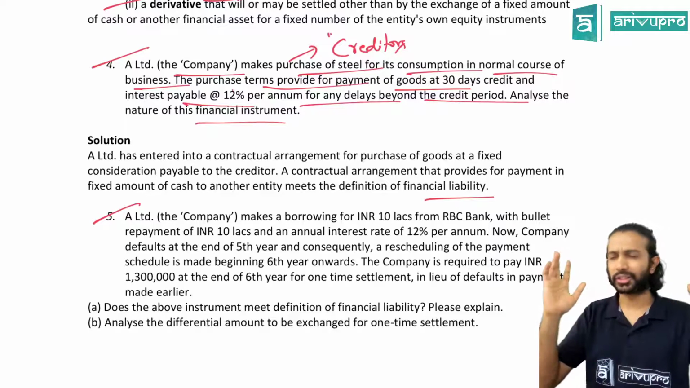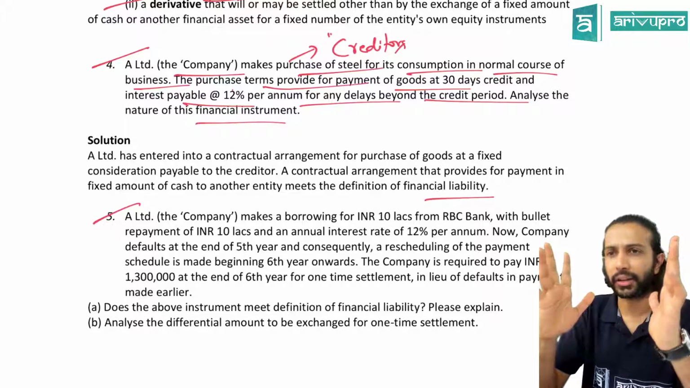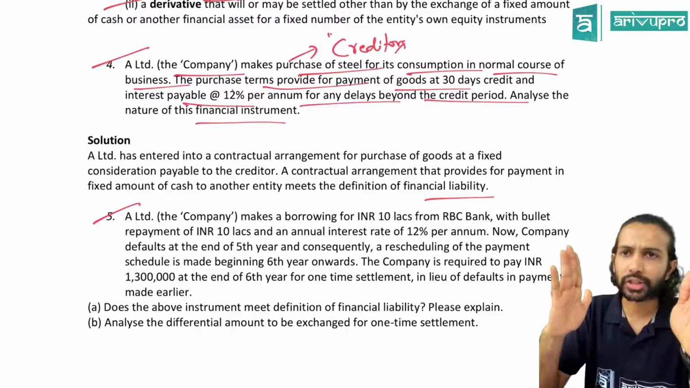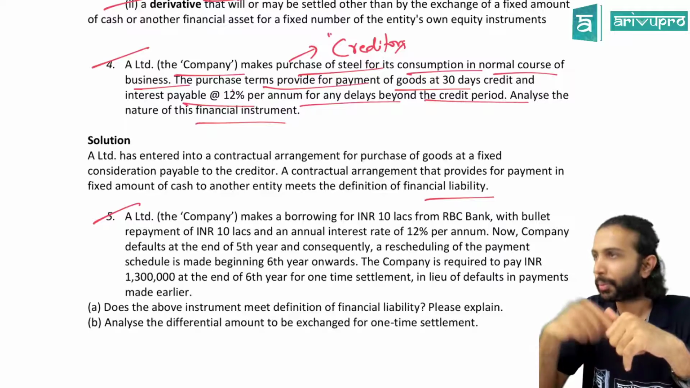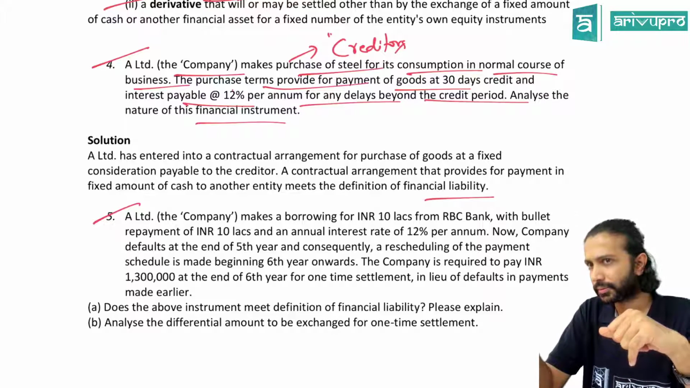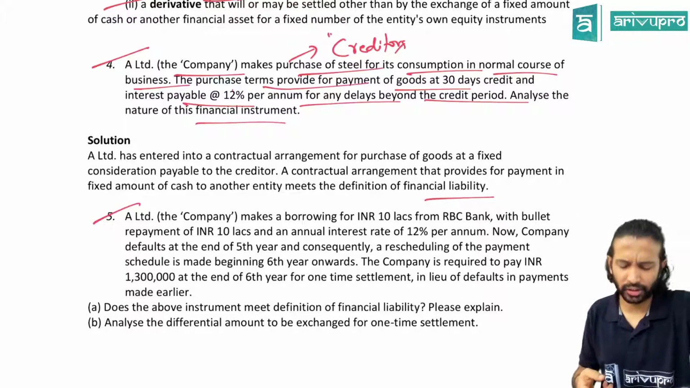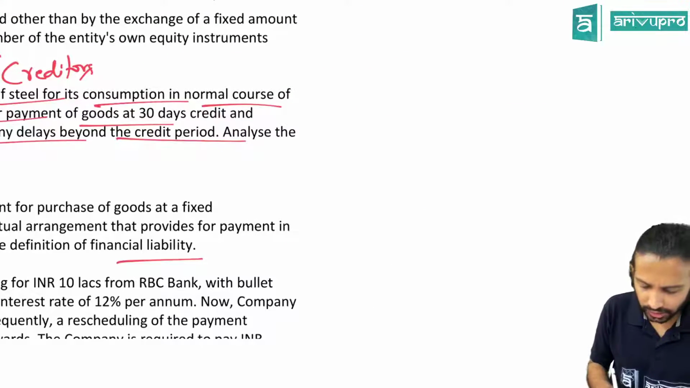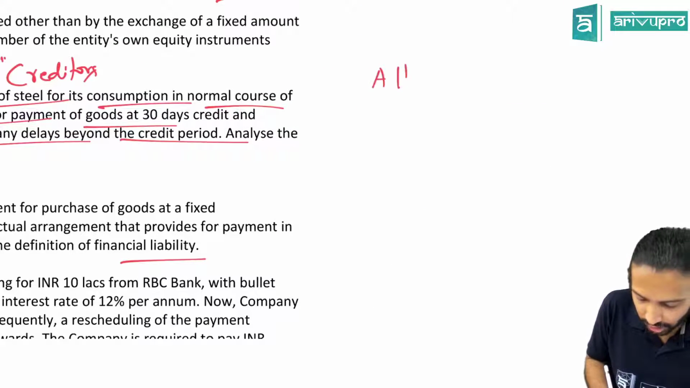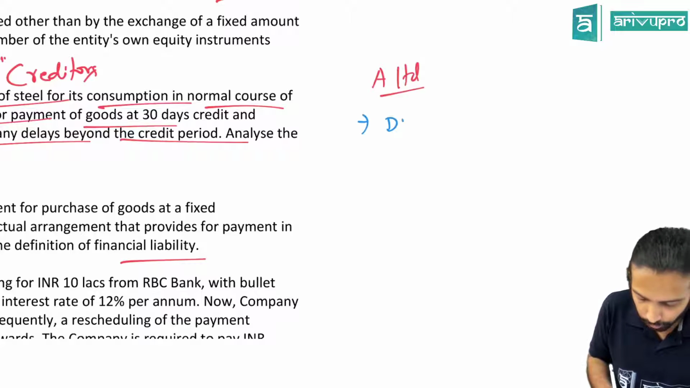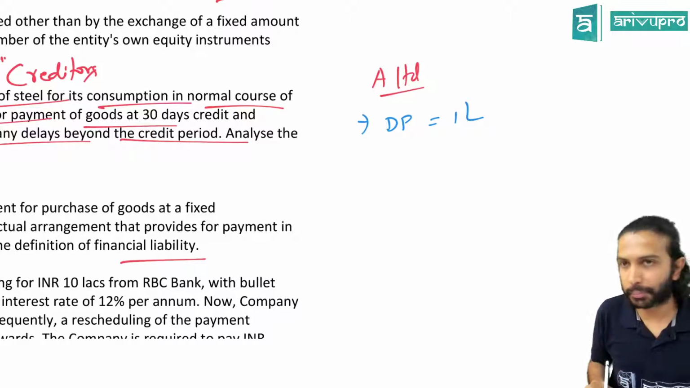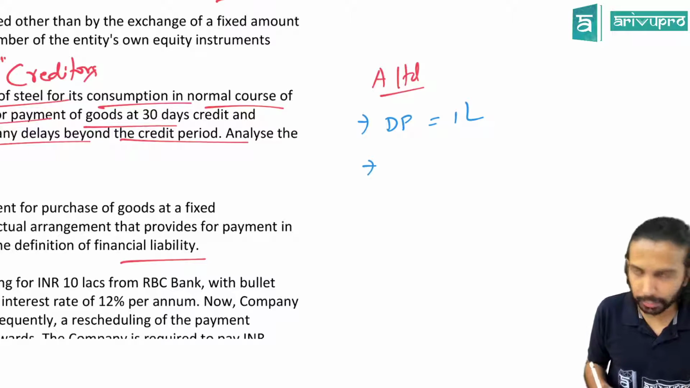So just don't worry about the scenarios. What is a financial liability? Obligation to pay cash. Do we have an obligation to pay cash? In fact, give me a scenario maybe. What you're trying to say. Let's say we made a down payment on a contract for getting a machine. A Limited, we'll call it. They made a down payment, we'll call it DP, of 1 lakh. For what purpose? So that they'll get a machinery after, let's say, 1 month.